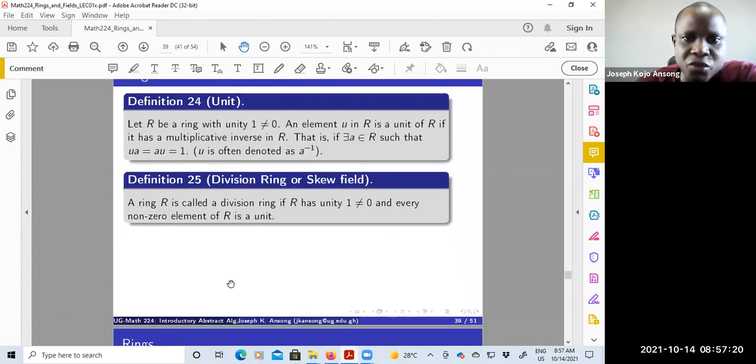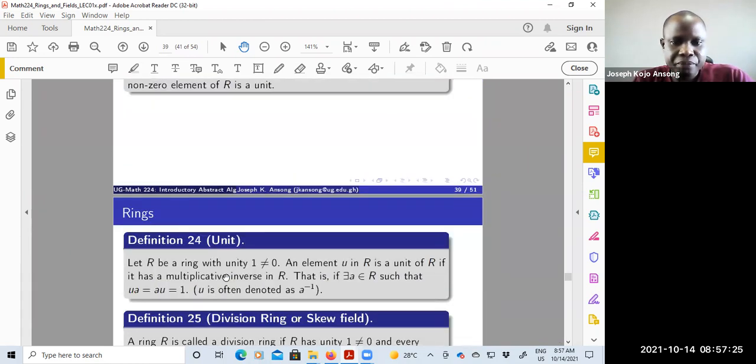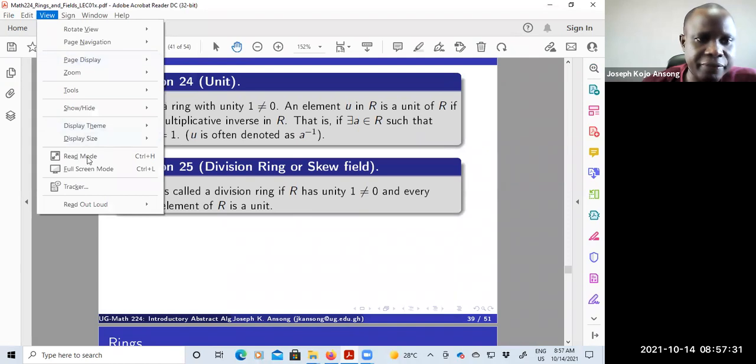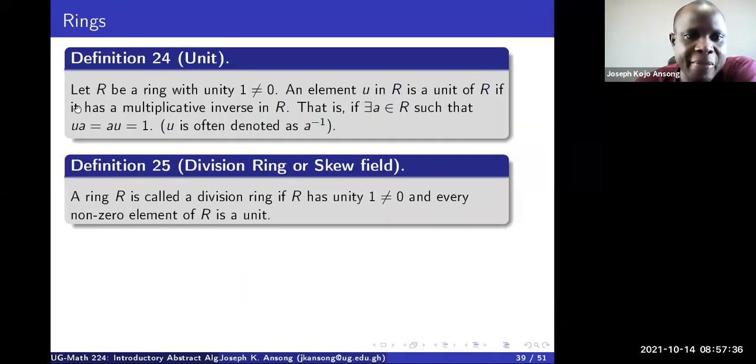Now, let's define what a unit is and what a division ring is, and then we'll end the lecture there. And then I'll do another one where we'll talk about fields, okay? So a unit, I'll let R here be a ring with unity.